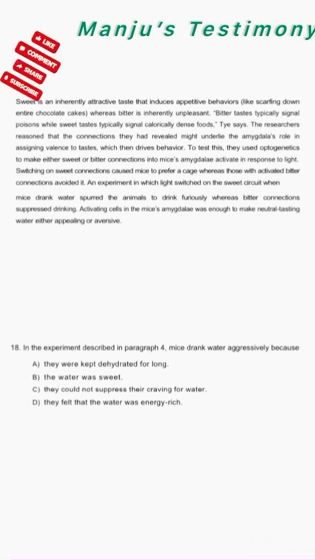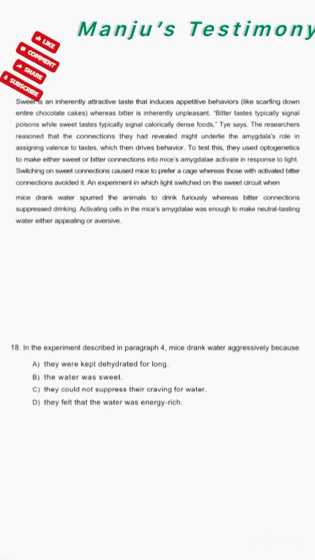The researchers reasoned that the connection they had revealed might underlie the amygdala's role in assigning valence to taste, which then drives behavior. So to test this, they used optogenetics to make either sweet or bitter connections in the mice amygdala activated in response to light. Switching on the sweet connection caused mice to prefer a cage, whereas those with activated bitter connections avoided it. So when they switched on the light connected to the sweet area, the mice preferred the cage, whereas when they activated the light related to the bitter connection, the mice tried to avoid it.